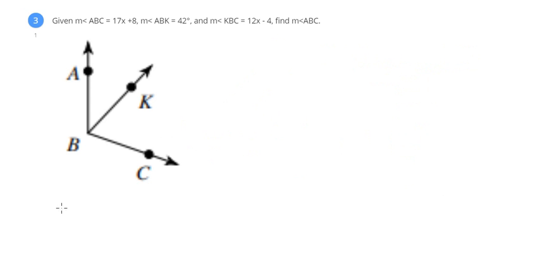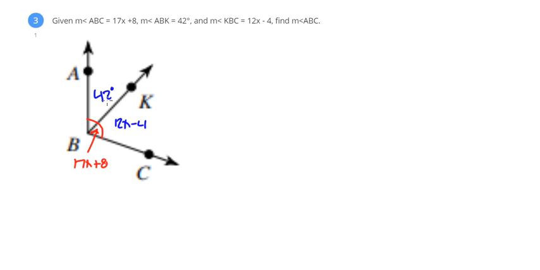All right, moving on. Number 3: given the measure of angle ABC, this whole angle here, is 17x plus 8. Then it says ABK is 42, and KBC, this one right here, is 12x minus 4. Find the measure of ABC, this whole thing here.